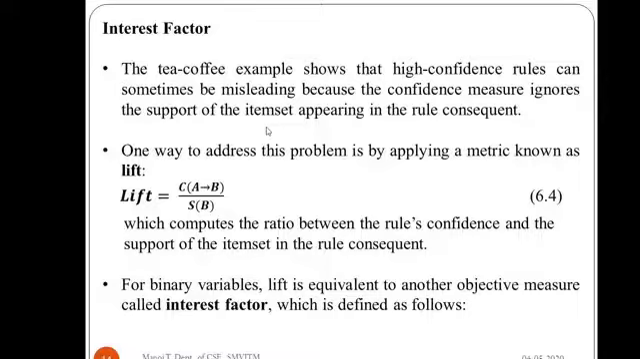So we have to take some measure which takes the rule consequent into consideration. One way to address this problem is by applying a metric known as the lift. What do you mean by lift? Lift takes confidence in the numerator and support of the consequent in the denominator. So it computes the ratio between the rule's confidence and the support of the item set in the rule consequent. For binary variables, the lift is equivalent to the objective measure called the interest factor. We will call it the interest factor.